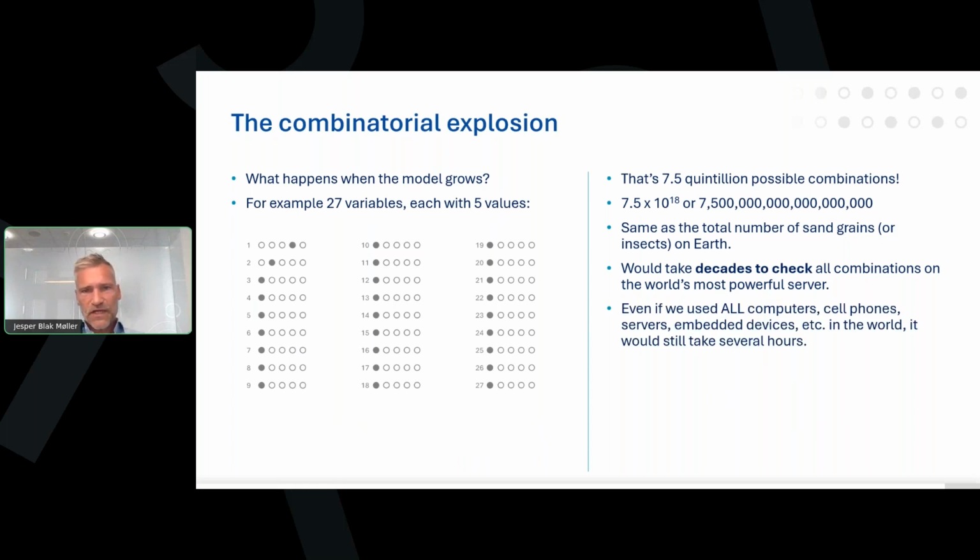And it would take decades for us to check all these combinations on the world's most powerful server. And even if we had all the computers in the world, all cell phones, servers, all laptops, all smartwatches, all embedded devices, it would still take hours to go through all these different combinations. And this problem is known as the combinatorial explosion. So clearly this very simple algorithm, even though it looks clever on the surface, it's not usable in practice.